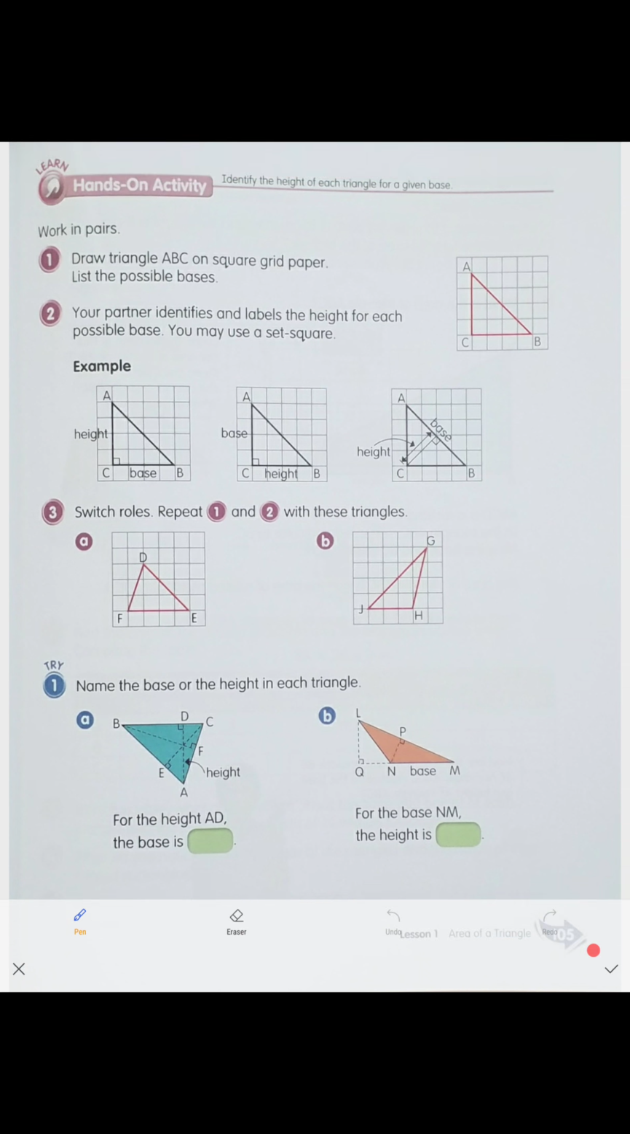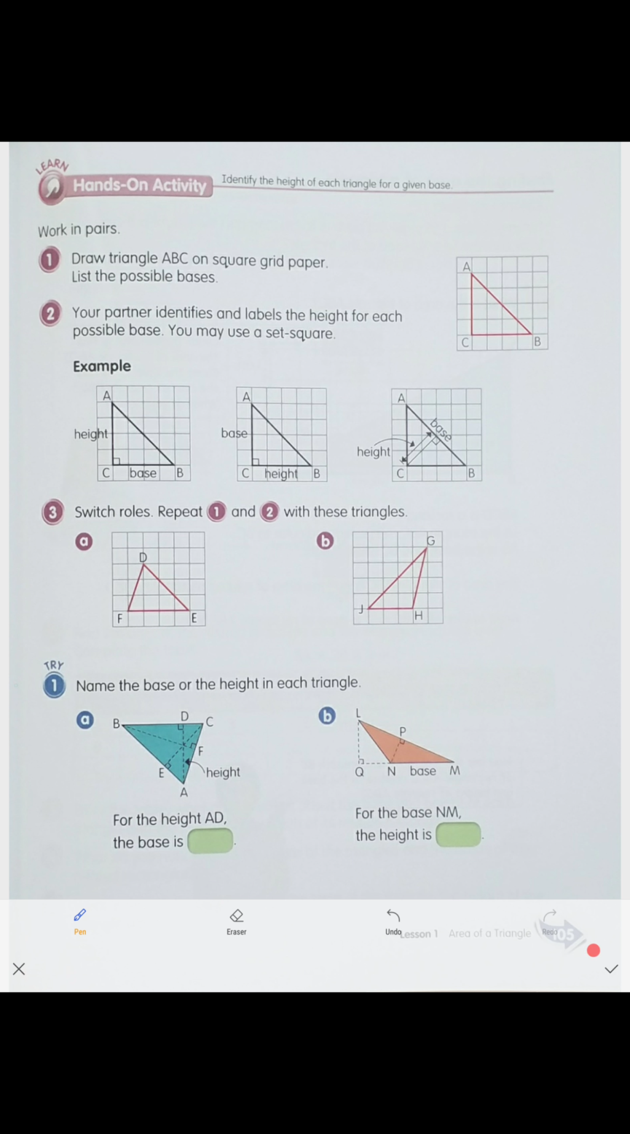Okay, let's move on. That's the first hands-on activity. Work in pairs, draw triangle ABC on square grid paper, and list the possible bases. Very easy. I assume you have a piece of square grid paper, the paper with square grids. Draw a random triangle and try to identify what is the base and what is the height. Here is the example, and they ask you to draw the same thing. Everything is straightforward, I'm pretty sure you can do it yourself.